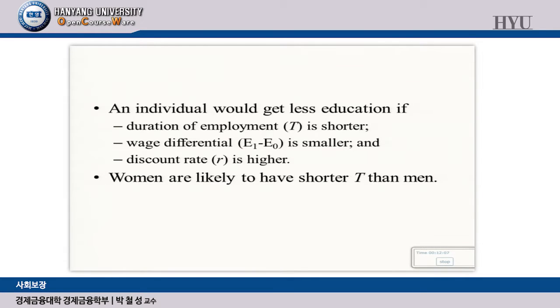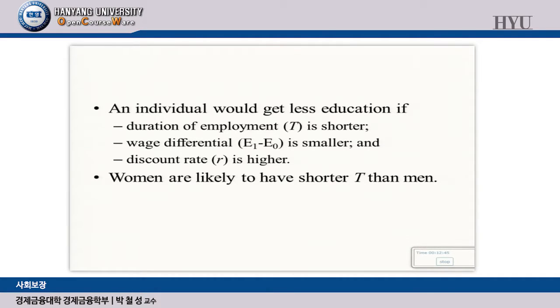what we are arguing is not whether, let's say, women having a shorter T is fair or not. Given that women have a shorter T, they have an incentive to invest less. That's what I just said. Yeah, it makes sense. So individuals who have a lower probability of employment or shorter duration are likely to invest less. Okay, so that is one reason why women have a lower level of education.